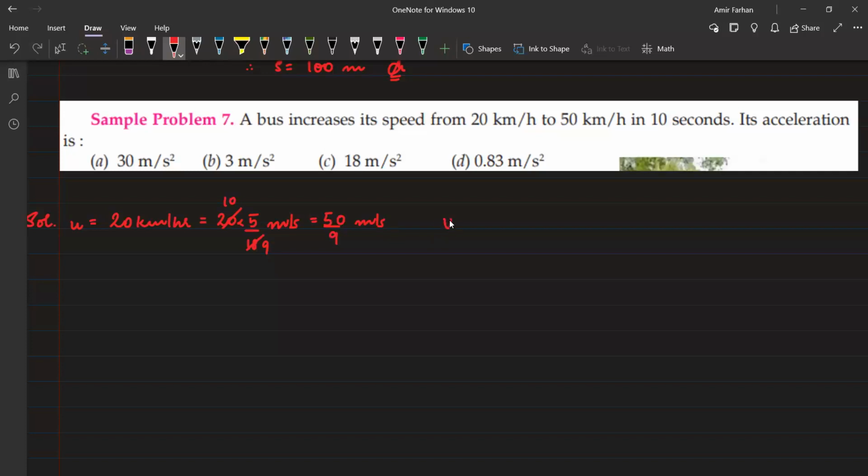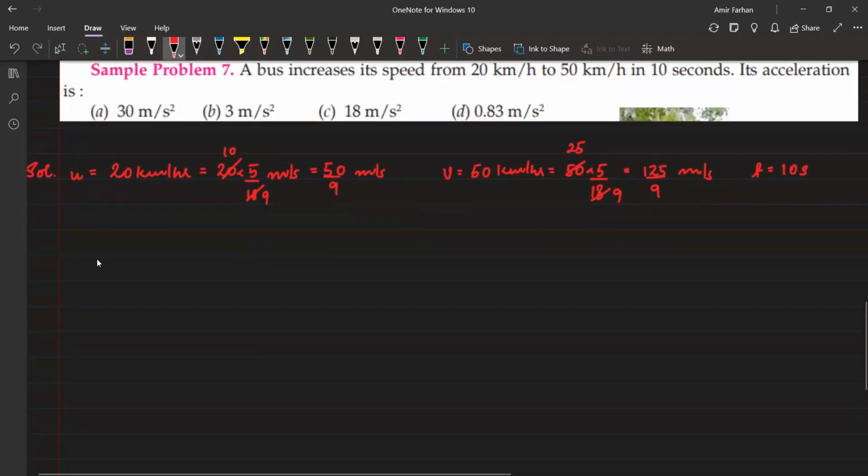V is 50 kilometer per hour. So 50 into 5 by 18, that is 9 again, and that is 25. So it is coming out to be 125 by 9 meter per second. Time given to you is 10 seconds. Okay, so now it's time to calculate the acceleration.